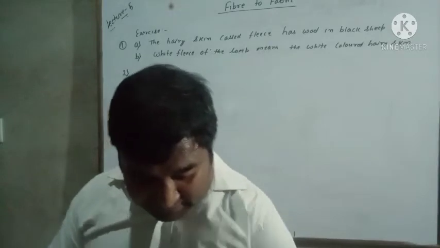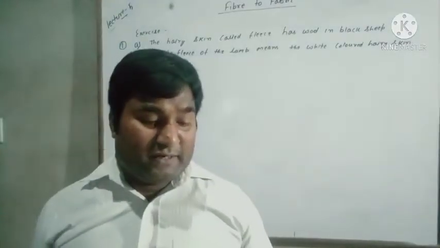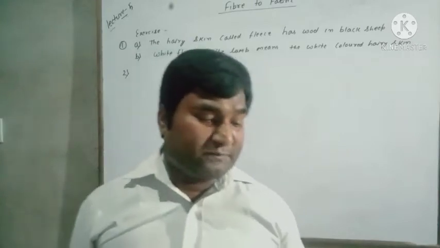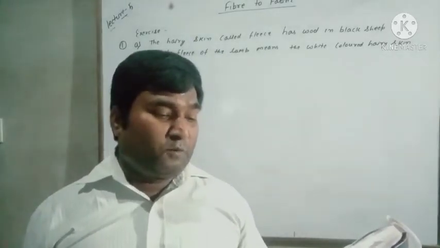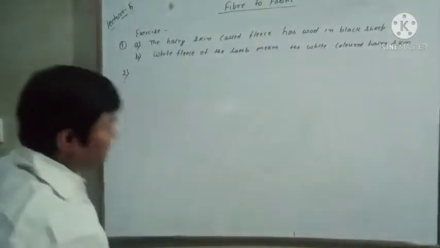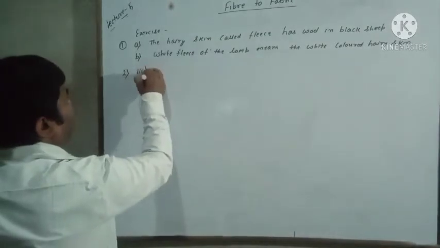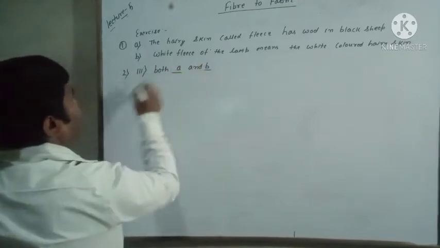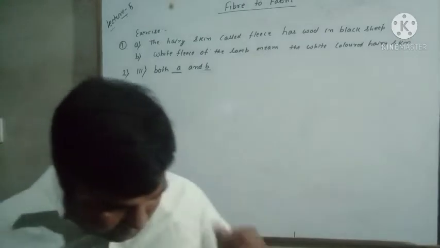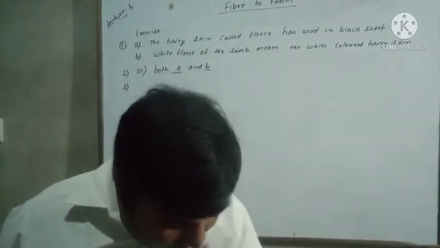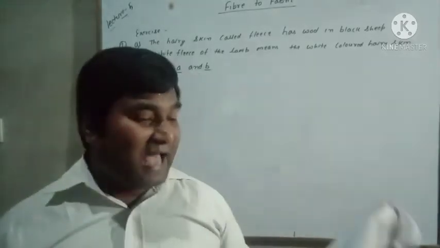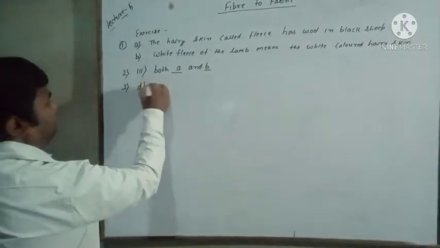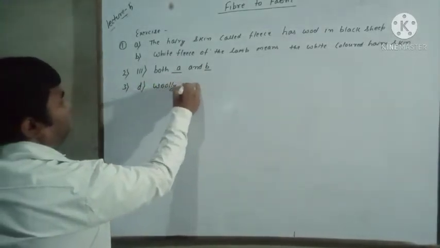Second question. The silkworm is A, a caterpillar, B, a larva. Choose the correct option: A, B, both A and B. Yes, silkworm is both A and B. So third, both A and B. Third question. Which of the following does not yield wool? We get wool from the yak, camel, goat, but not from the woolly dog. D, woolly dog.